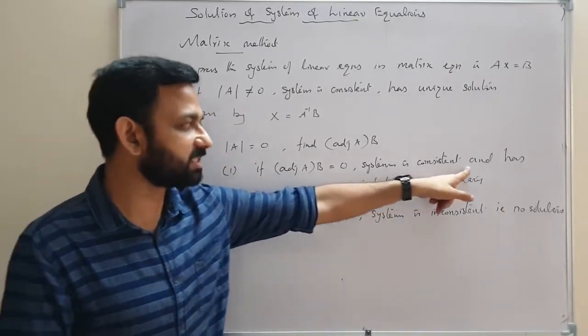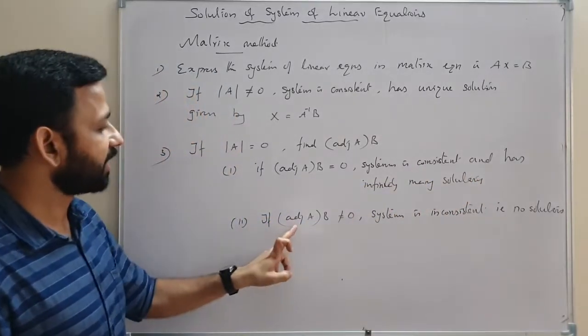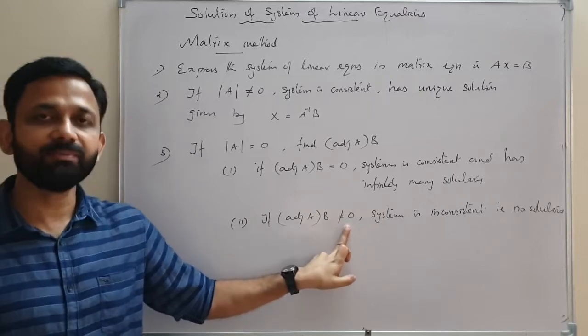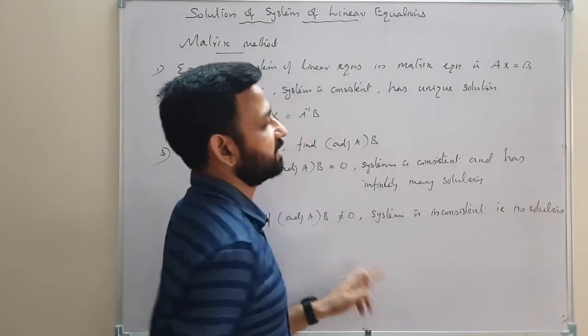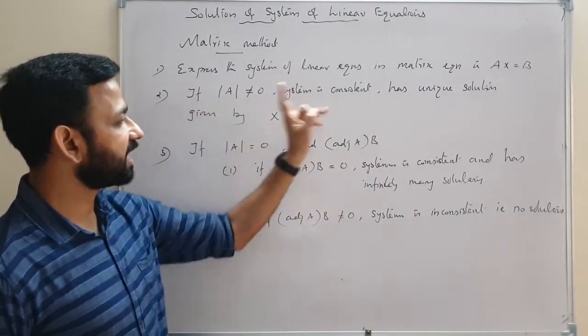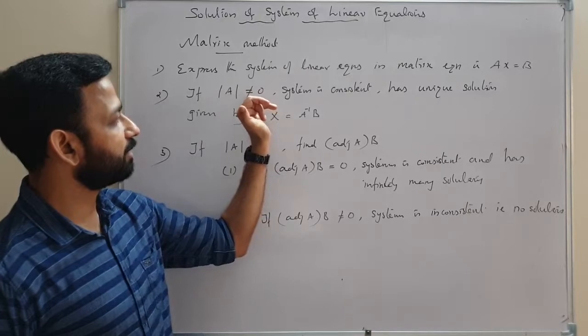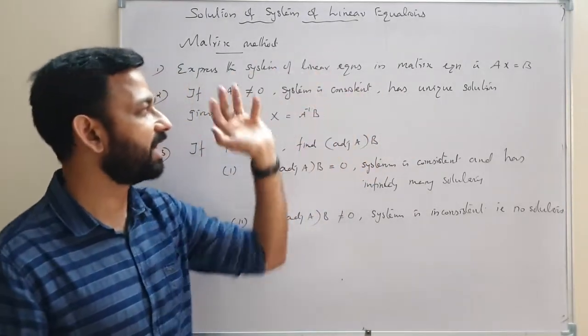Here system is consistent and has infinitely many solutions. Then if adjoint A into B not equal to 0, then again we will stop there. We will write a system is inconsistent, that is no solution. So here determinant A decides everything. If determinant A not equal to 0, we will continue. We will find the values of X, Y and Z.